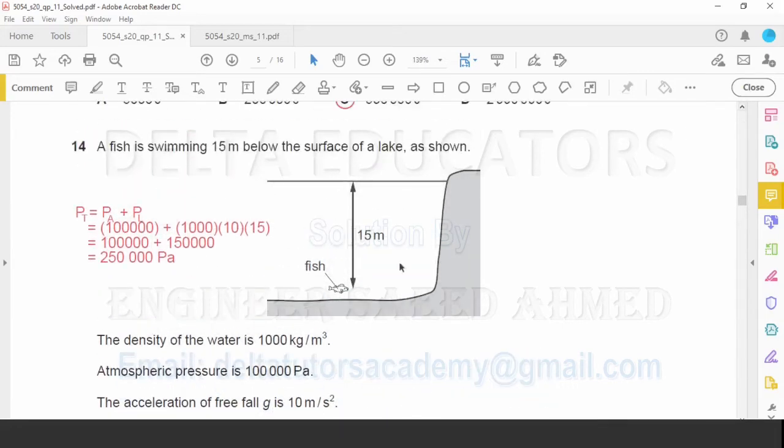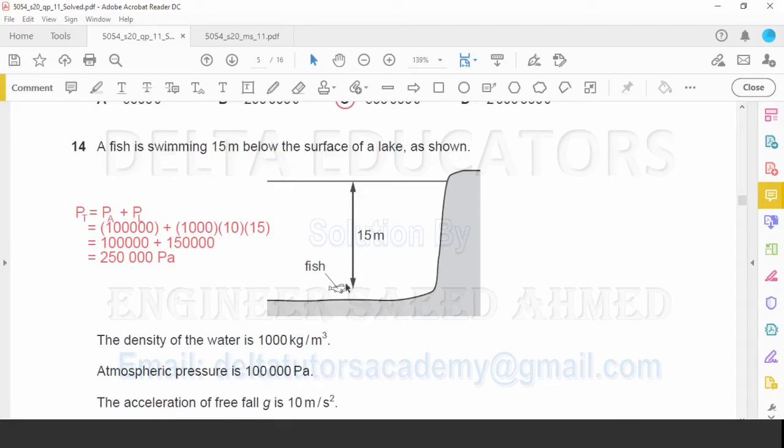Here on the fish, the total pressure has two parts: first, pressure because of the liquid, and second, atmospheric pressure. On the fish, two pressures are acting. One is atmospheric pressure, second is pressure of the liquid. So total pressure will be equal to atmospheric pressure plus pressure due to liquid. Atmospheric pressure is given here, 100,000 Pascal.